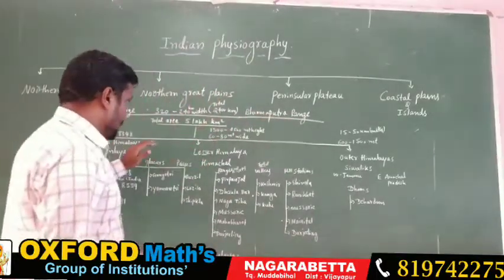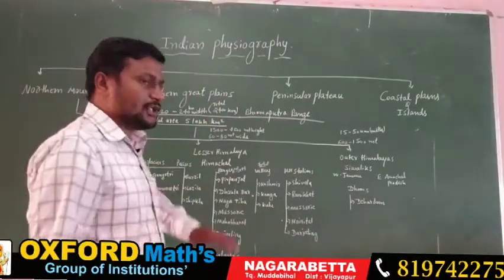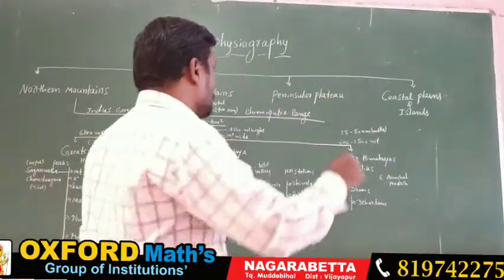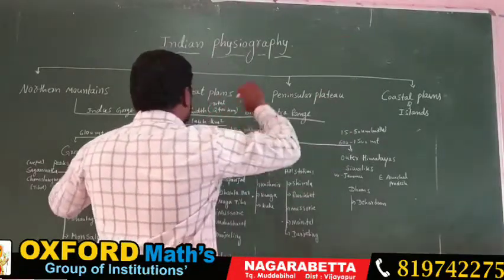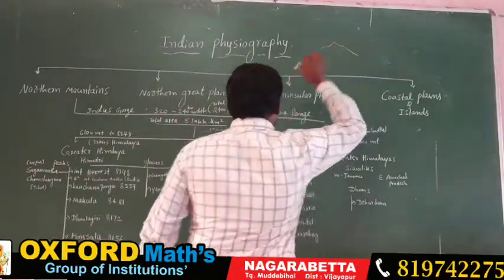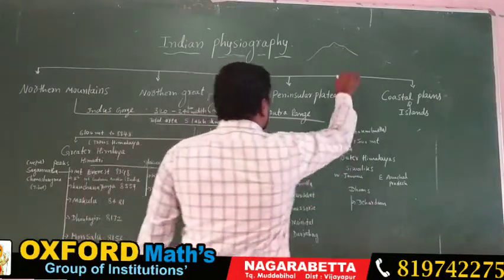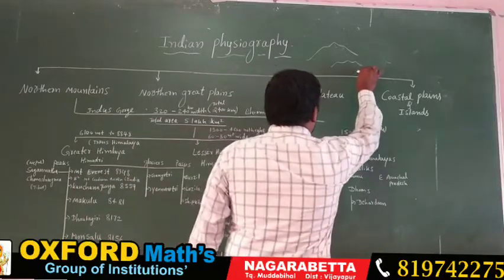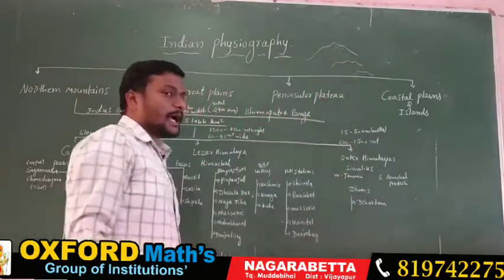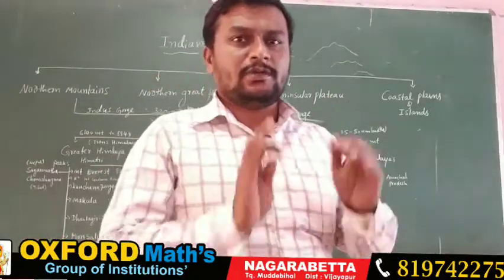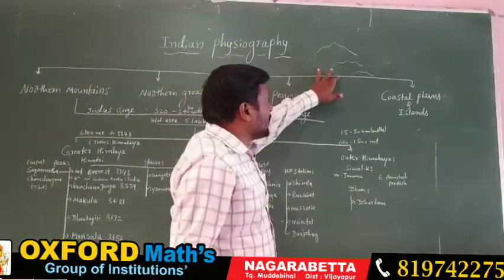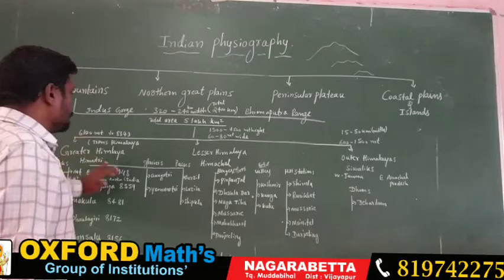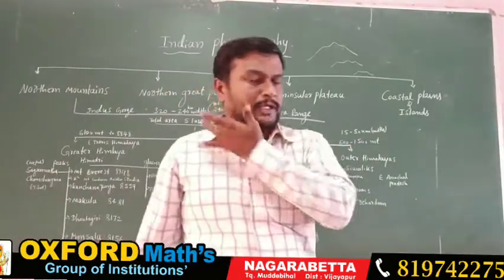These northern mountains are divided into three important ranges. The first one is the Greater Himalaya. The next one is the Lesser Himalaya, where the height decreases. And the Outer Himalaya, where the height of the mountains reduces further. Like this, three important ranges come in the northern mountains. The first one is the Greater Himalaya, which we are going to study.